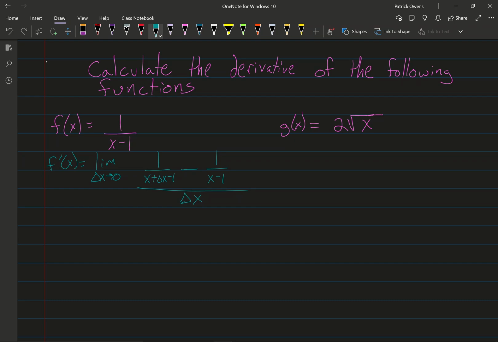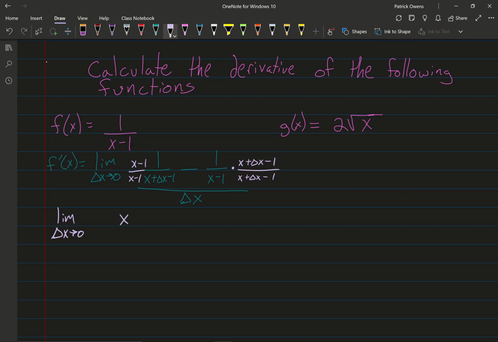Now, for rational functions, in order to factor out a delta x so that we can evaluate our limit by substituting 0 in for delta x, we need to find a common denominator in this numerator. There are no common factors between these two denominators in the numerator, so we need to multiply this term by x plus delta x minus 1 divided by itself, and this term by x minus 1 divided by x minus 1.